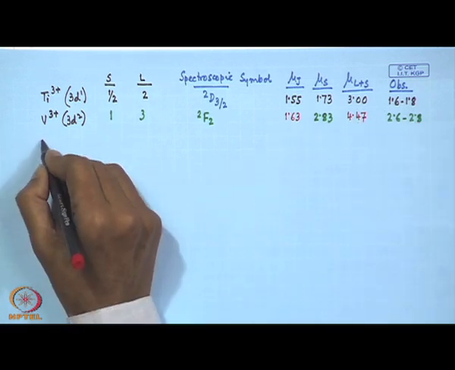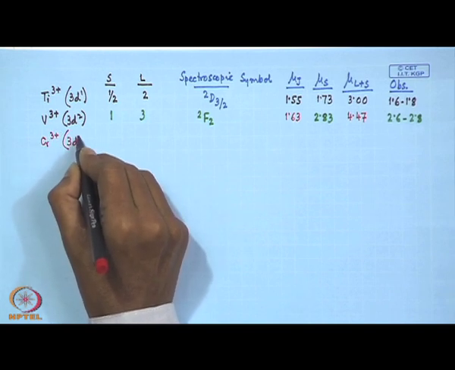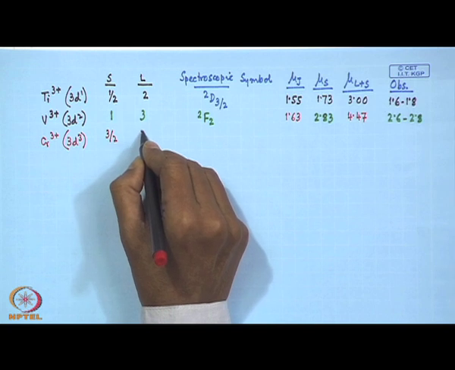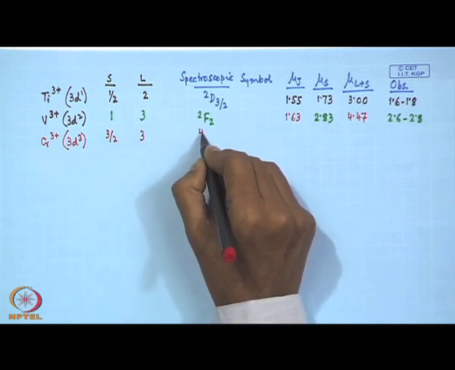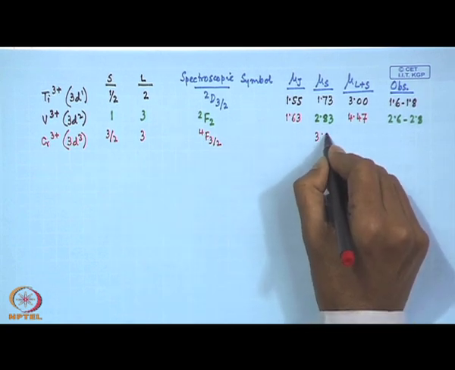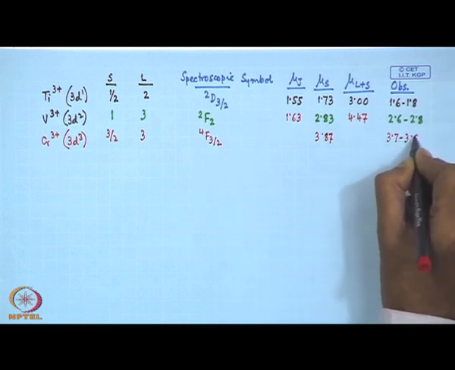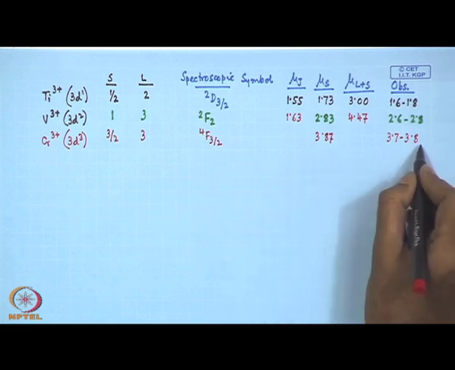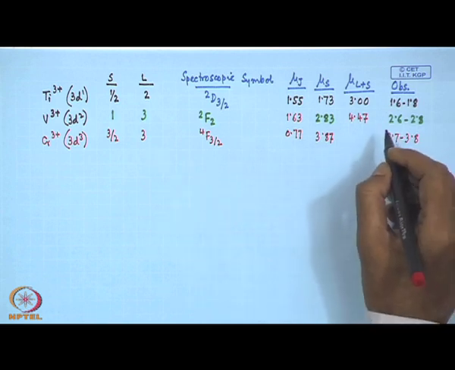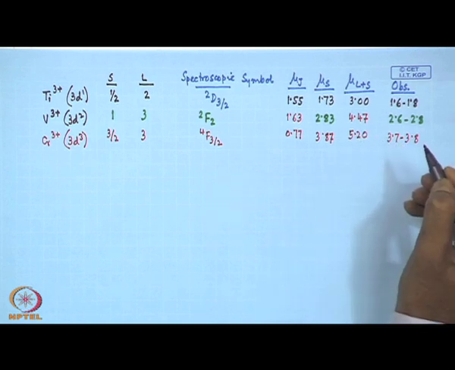Similarly, for chromium 3 plus, we have the 3d3 situation where S value is equal to 3 by 2 and L value is equal to 3, and we have 4F 3 by 2. The spin only value we have seen is 3.87 and the experimental values are 3.7 to 3.8, which is matching with the spin only value. But if we think of the mu J equation, it is very low, only 0.77, and the upper limit for L plus S is 5.20.